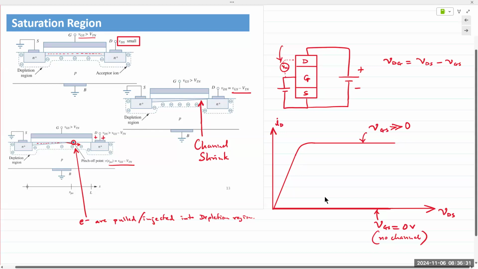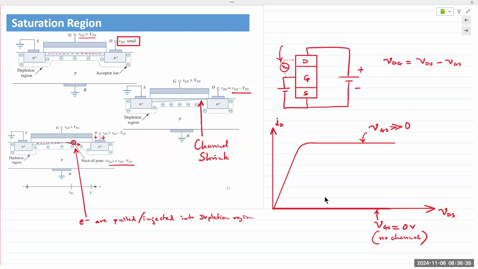So now current reaches a max level. It is no longer in the resistive portion of operation. It's in the saturation portion. Okay. Yes, Logan. So VTN, is that just the difference between VGS and VDS? No, VTN is the threshold voltage that is required to establish the channel. And that depends on the manufacturing process.